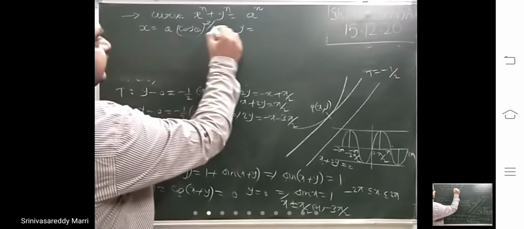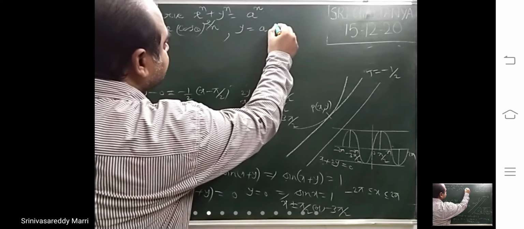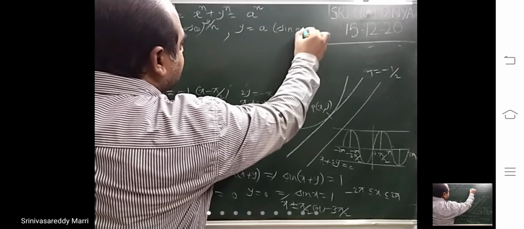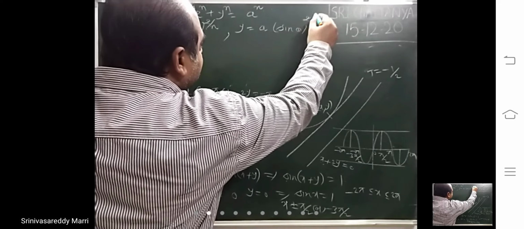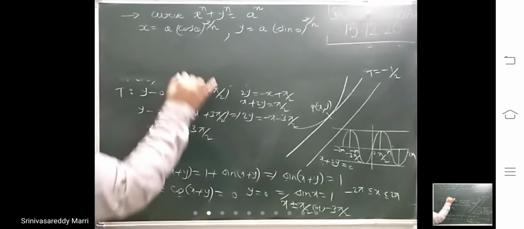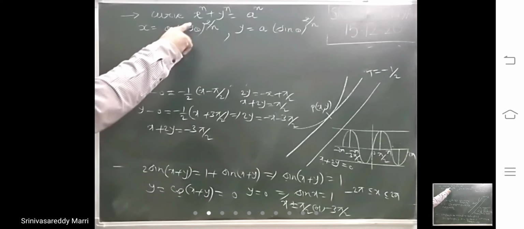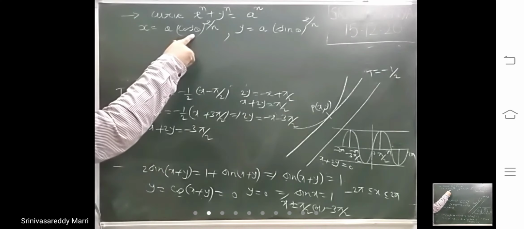a cos theta whole power 2 by n, a into sin theta whole power 2 by n. This x and y satisfies this equation. If you substitute x here, this x, then what you will get?